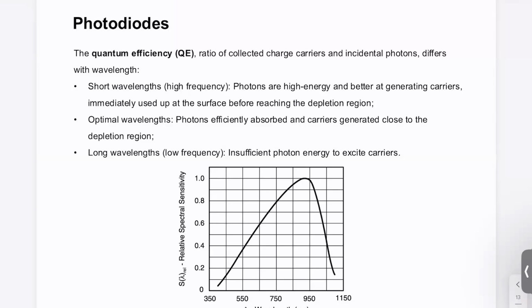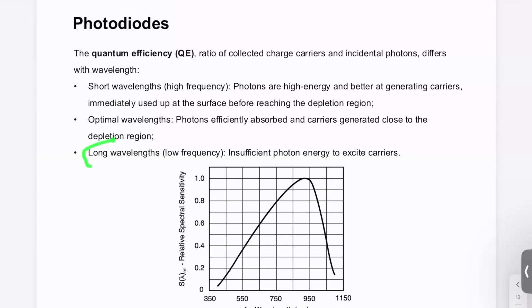So is the energy high or low? High frequency and high energy. So at very short wavelengths, photons have very high energy. That means they are very good at generating electrons and holes. So once they reach the semiconductor, they will almost immediately be absorbed by the semiconductor. They will almost immediately be used up at the surface before reaching the depletion region. So it's not very efficient at very short wavelengths.